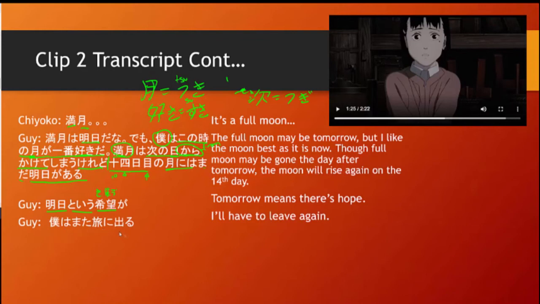Boku wa mata tabi ni deru. So again, tabi ni deru means to set out again, on a trip. Tabi means trip, like a tabby cat sets out on a trip. Maybe you want to use that as a mnemonic for tabi. Boku wa mata tabi ni deru. Mata, again, I have to leave out again. So he uses boku quite a lot, actually, interestingly.